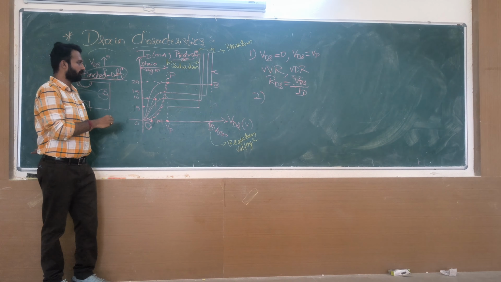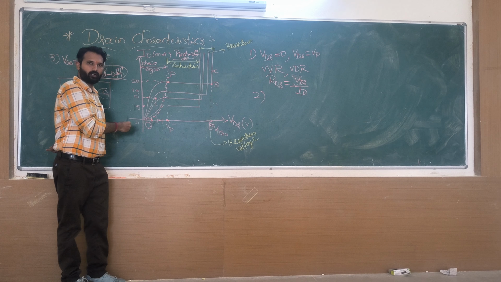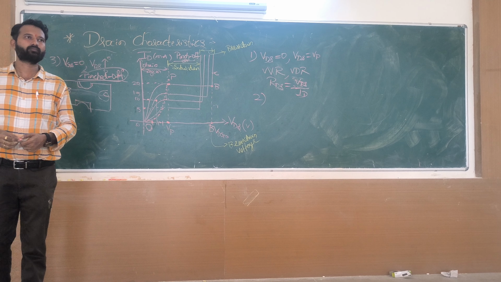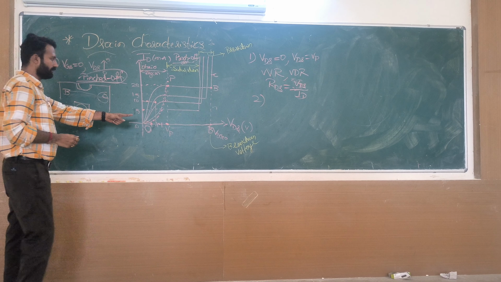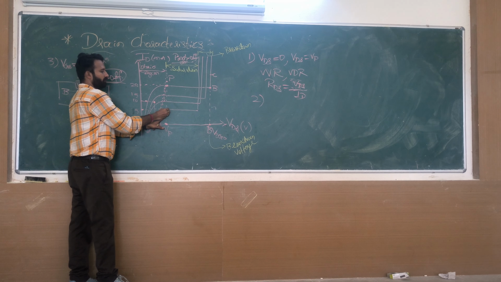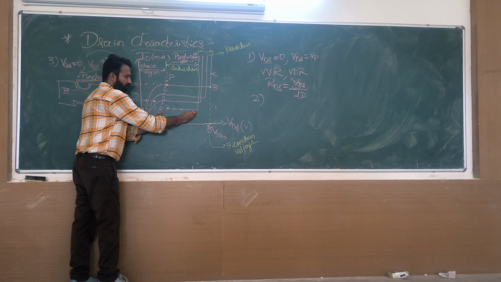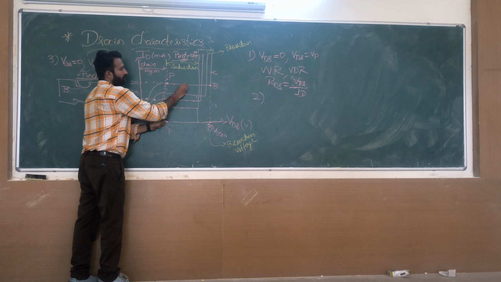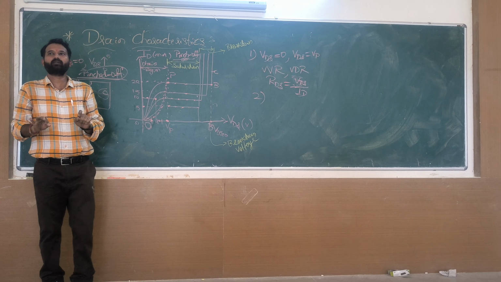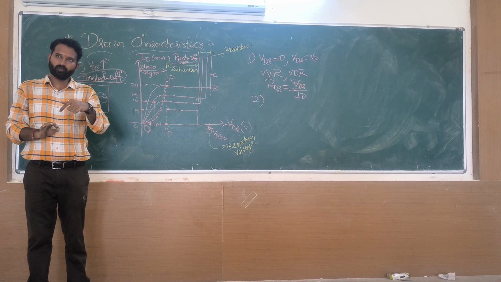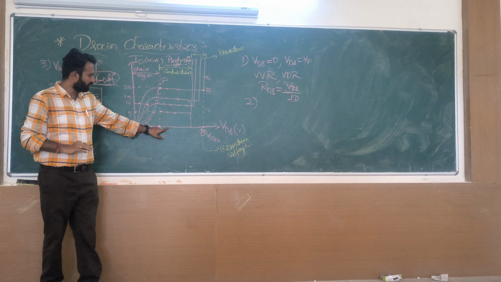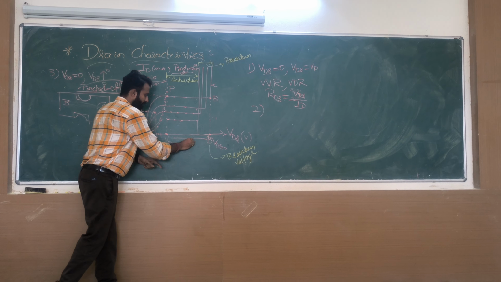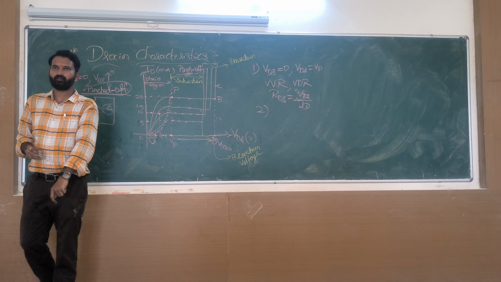One more definition. In this region, look here, what is happening to the ID current? It is constant. See here, if it is 5, it is 5 only. Specially in this region, this is constant. There will be no change in drain current if you increase VDS beyond VP up to here. Up to this area is the pinch off region or saturation region.